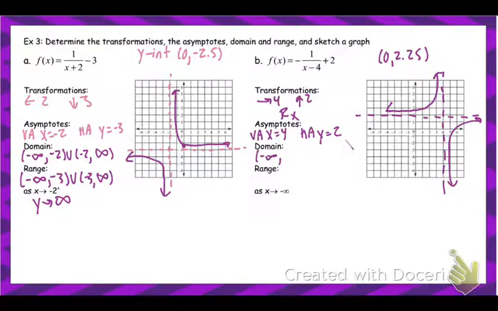Domain is -infinity to 4, and then 4 to infinity. Range, -infinity to 2, and then 2 to infinity. Then we look as x approaches -infinity. Well, as our x's get smaller, our y's are approaching 2, which is the horizontal asymptote.